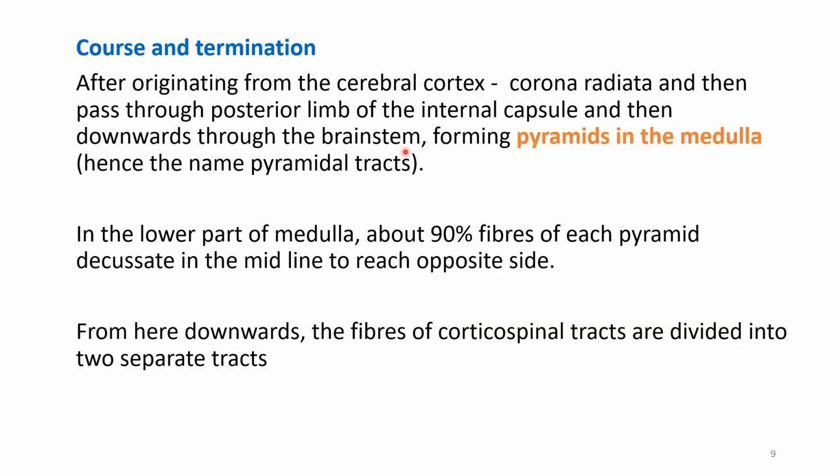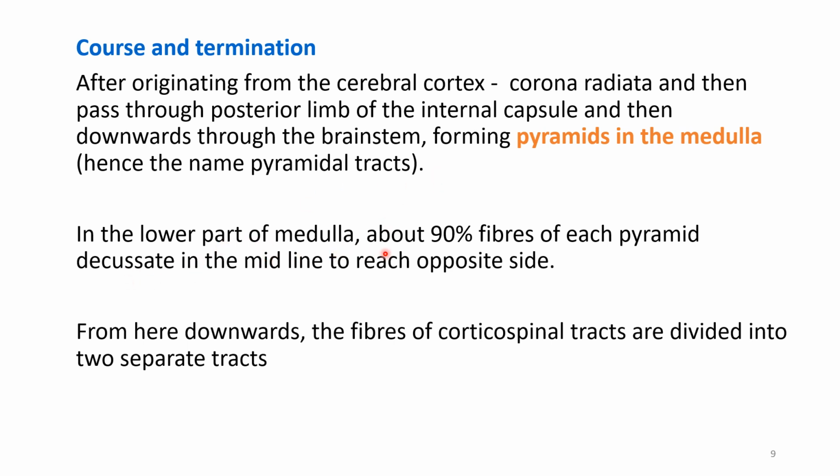The course and termination. After originating in the cerebral cortex, it comes to the corona radiata and then they will pass through the posterior limb of the internal capsule and then downwards through the brainstem, and they will form pyramids in the medulla. Hence the name pyramidal tracts. So this is an important point because they will form pyramids in the medulla. Hence the name pyramidal tracts, not because they are arising from the pyramidal cells. This point you should remember.